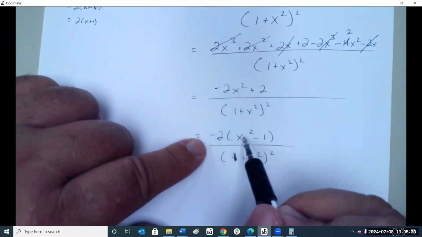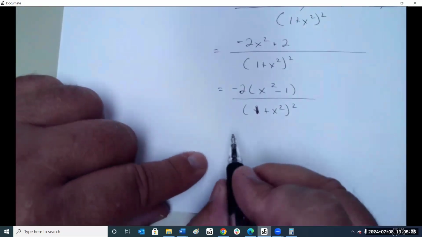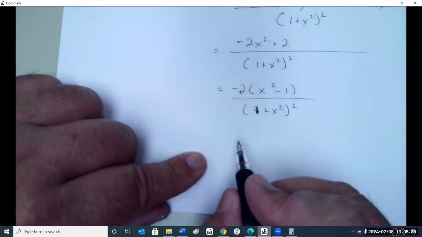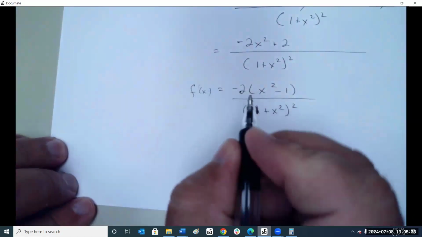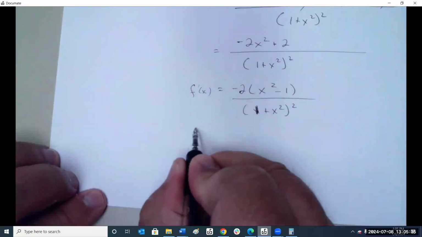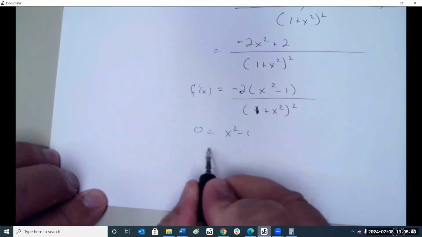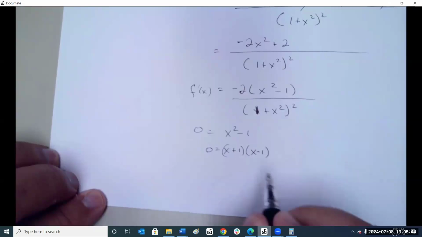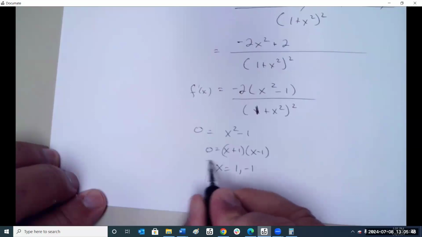I got negative 2, so it's x squared minus 1. So set that equal to 0. The only place that x squared minus 1 is zero is where x plus 1, x minus 1 is zero. So x equals 1 and negative 1. Those are my vertices.